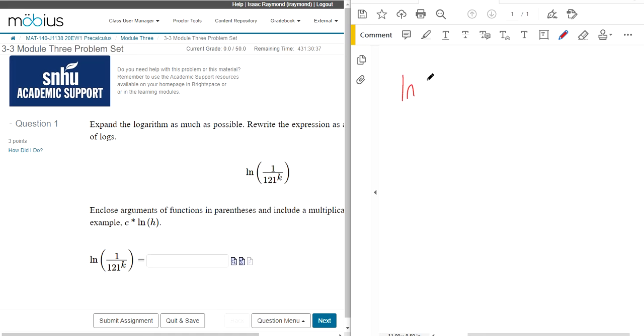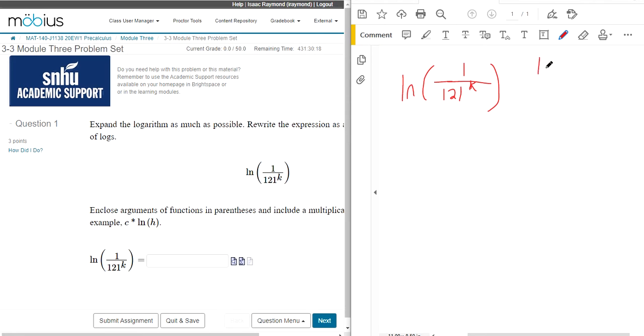So, some help with question 1 here. This says log natural, LN. Okay, it stands for natural log. And I think it's log natural because it's got like a French origin. I'm not sure. Okay, so natural log of 1 over 121 to the k power.